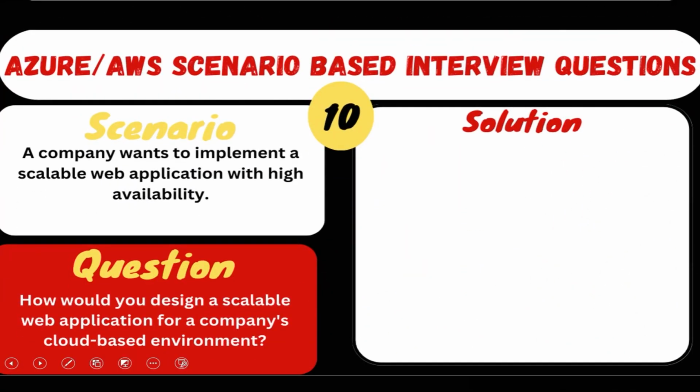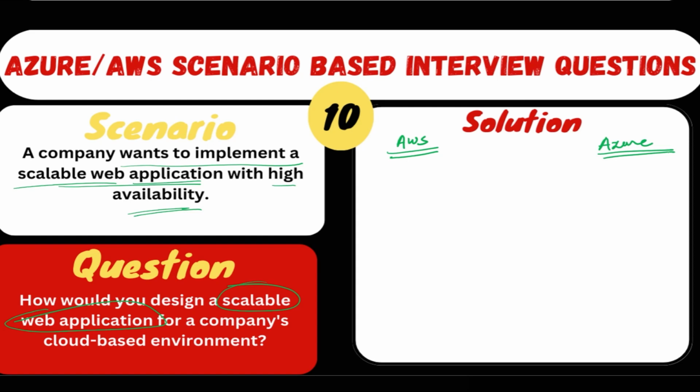Now we'll talk about the last scenario, that is number 10, where a company wants to implement a scalable web application with high availability. How would you design a scalable web application for a company's cloud-based environment? Whenever we talk about a scalable web application with high availability, we need to think about a few services like EC2 Auto Scaling, AWS Elastic Load Balancing, and AWS ElastiCache. If we talk about Azure, we have Azure Virtual Machine Scale Set, Azure Traffic Manager, and Azure Cache for Redis.